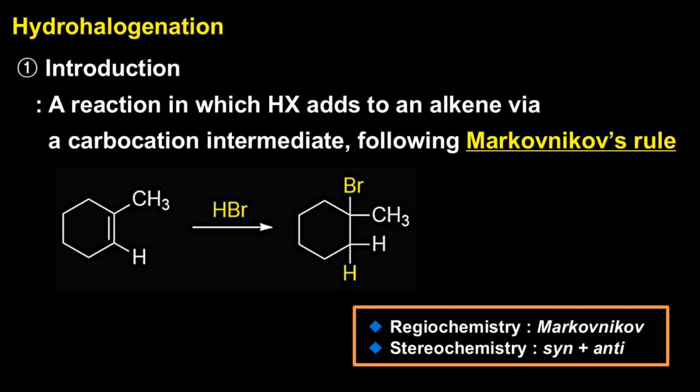Let's start with the basics. Hydrohalogenation is a reaction where a hydrogen halide, like HBr or HCl, adds across a carbon-carbon double bond. It goes through a carbocation intermediate, and it follows Markovnikov's rule. That means the hydrogen adds to the less substituted carbon, while the halogen, like Br or Cl, ends up on the more substituted one. We'll talk more about why that happens in just a bit.